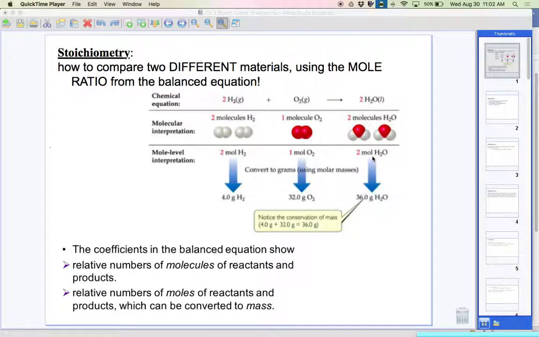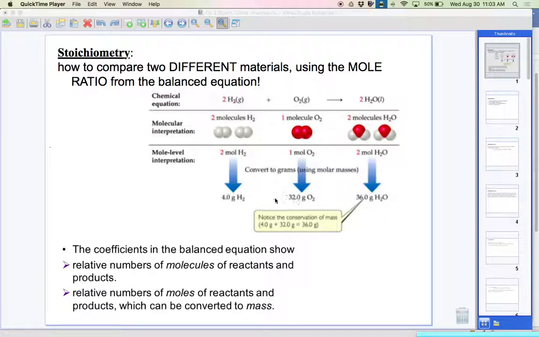Are molecules conserved in a chemical reaction? Meaning what? What does that mean? The law of conservation of mass says that if I have so much mass on the reactant side, I have to have the same mass on the other side. Do I have to have the same number of molecules on one side as the other side? No, because there's 3 on the reactant side and there's 2 on the other. So molecules are not conserved.